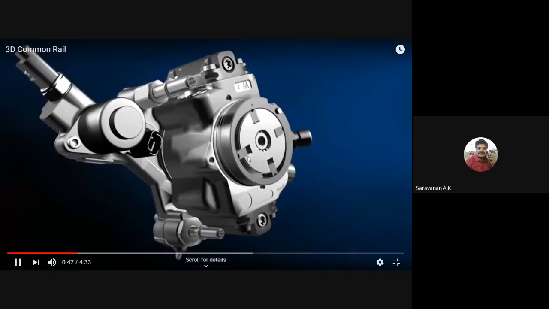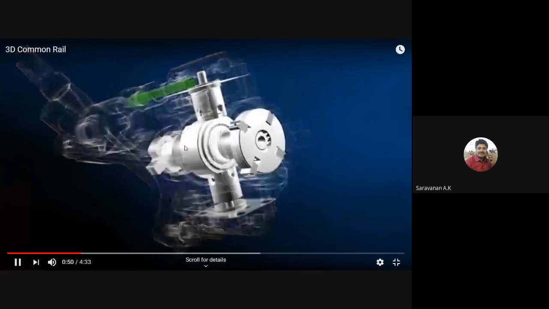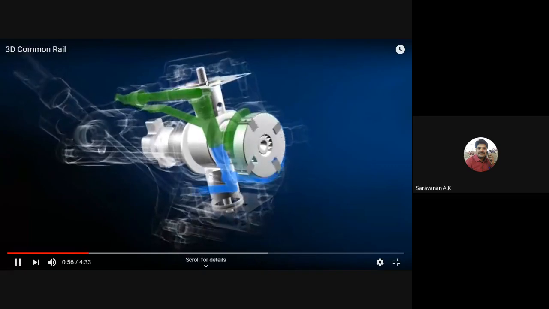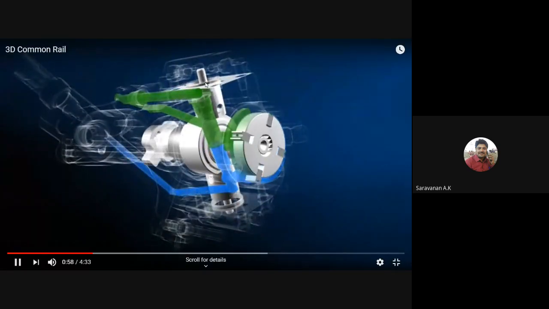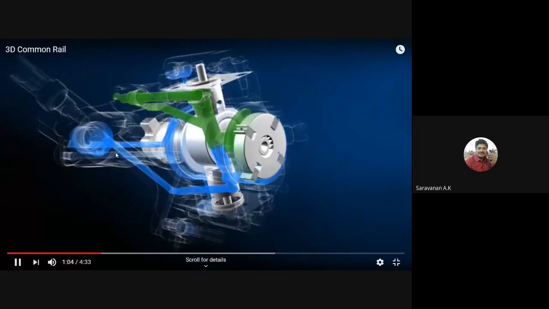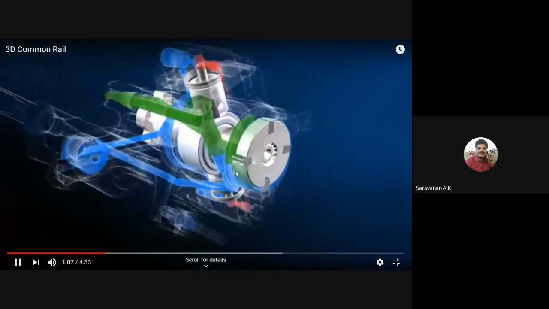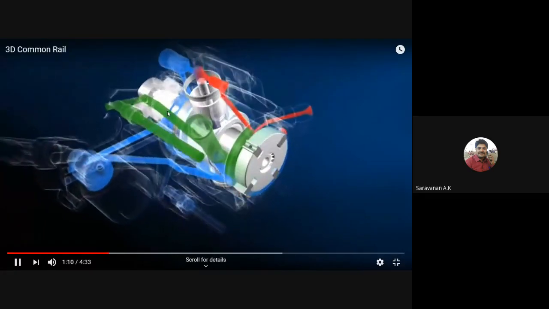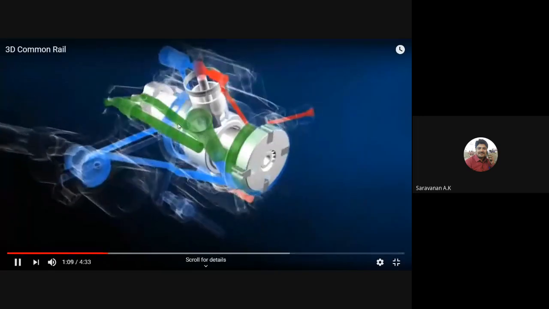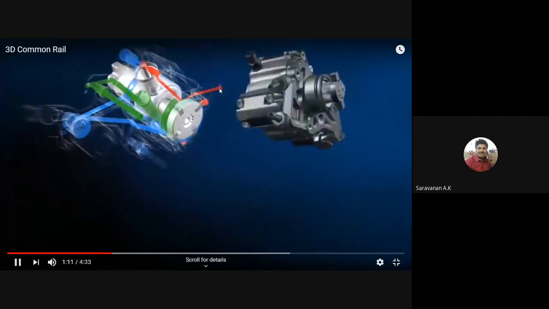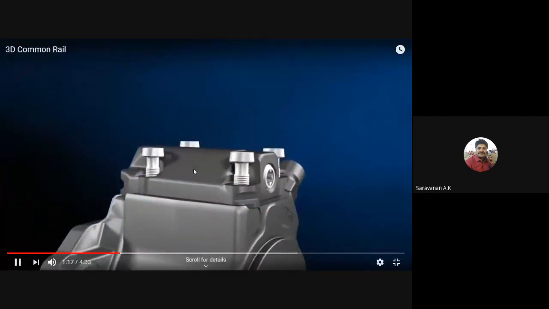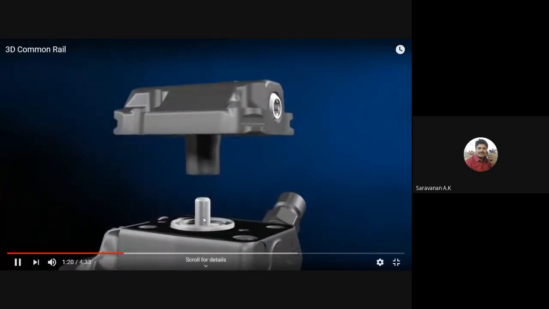So in this pump, what will happen? Once the rotor rotates, you can see the upper part reciprocates. Here the blue line is the low pressure one. The low pressure fuel comes into the system, and it will be pumped and supplied into the system as high pressure fuel. The upper part is the flow metering device.